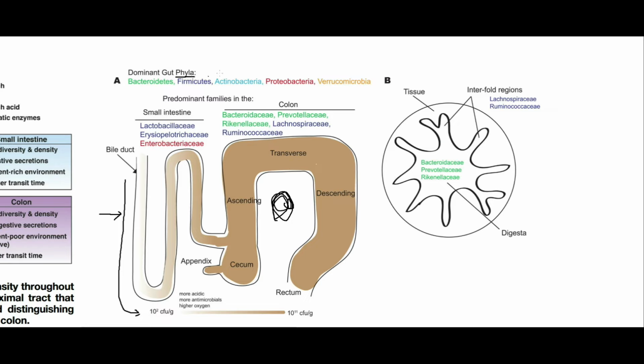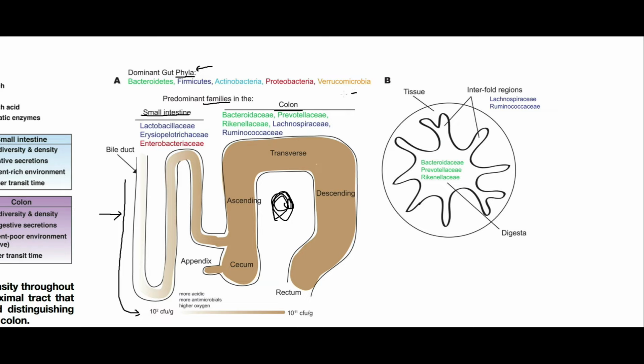And so over here we can see some of the dominant gut phyla. If you remember your biological classification: kingdom, phylum, class, order, family, genus, and then species. And so we can see some of these small intestine families here, and some of the colon families here.